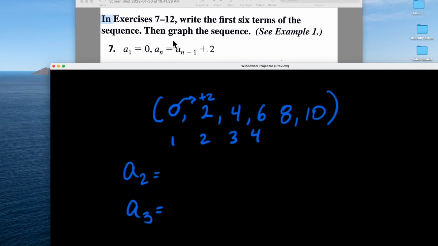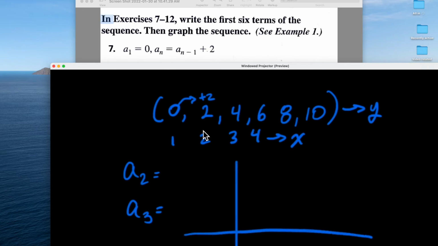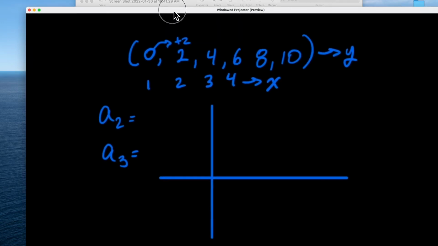Now, when they want you to graph the sequence, these are the y values and these are the x values. This is the input, that's the output. The input is what position you're at, the output is its value. So this graph is going to be a straight line with a slope equal to the common difference. The common difference is 2.